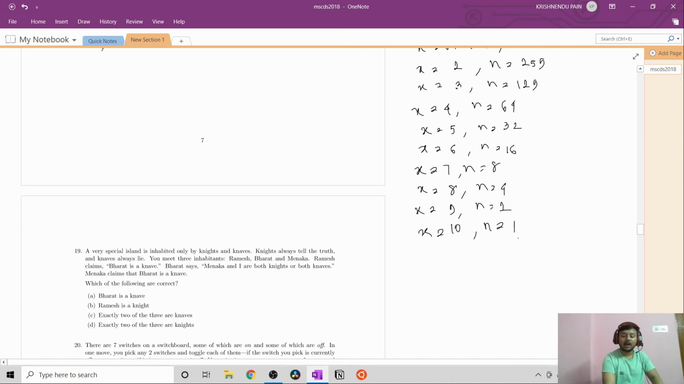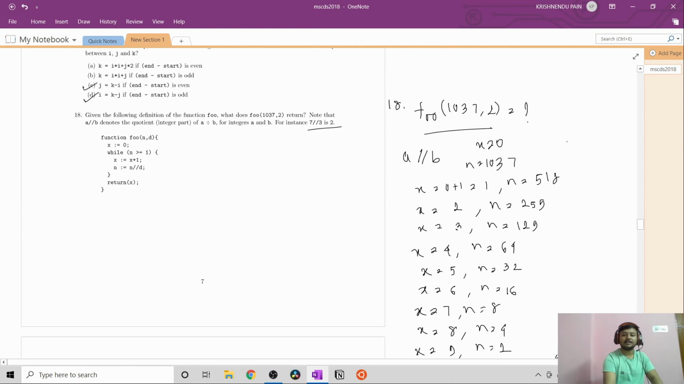Now 1 is greater than or equal to 1. There is an equality condition, so that is true. So again x will be increased by 1, x equal to 11. n will be 1 quotient 2, that is equal to 0. Now 0 is not greater than or equal to 1. So the loop breaks and it returns the value of x, which is x equal to 11. So this function returns the value 11.